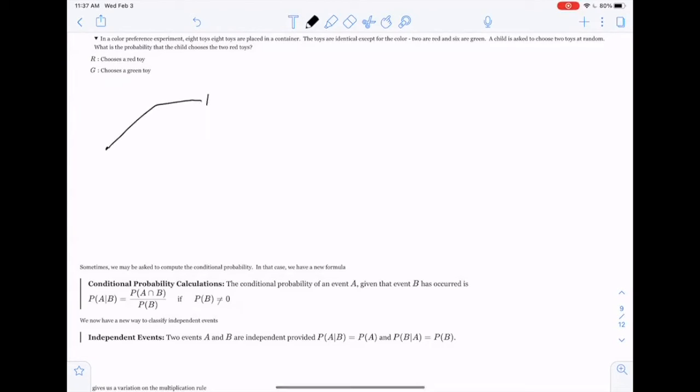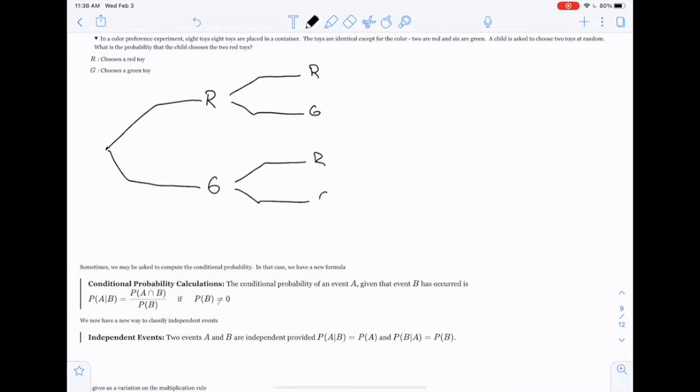So here, what happens if the child chooses a red toy or the child chooses a green toy? And then once we're here, the child can either choose a red toy again or choose a green toy. Again, they can choose a red toy or choose a green toy.